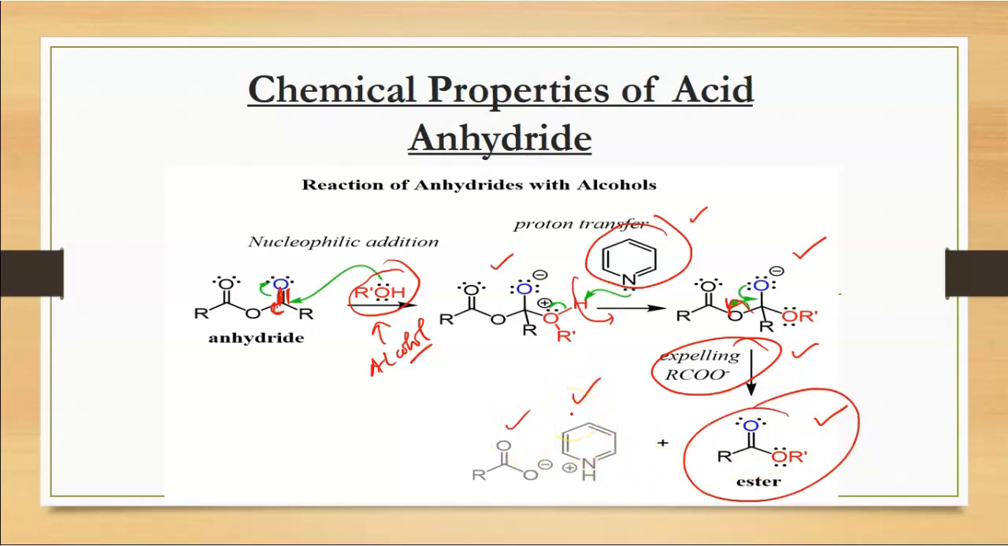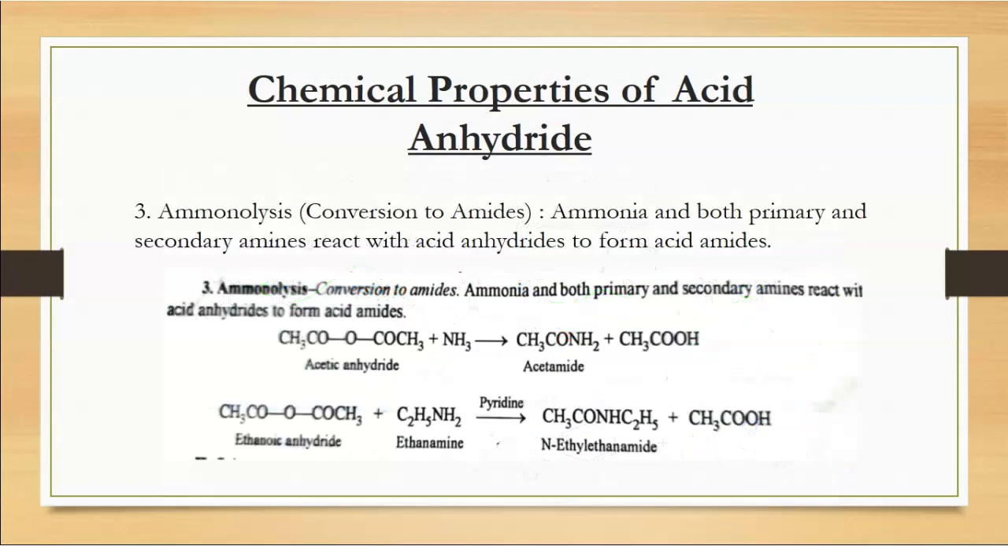So this is how you are going to see the reaction of your anhydride with alcohols. Okay, so that is your ammonolysis. See what is happening over here, the conversion to amides. Ammonia and both primary and secondary amine will react with acid anhydride to form acid amide.